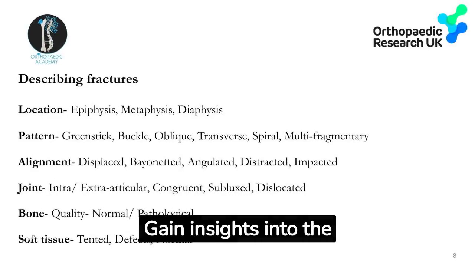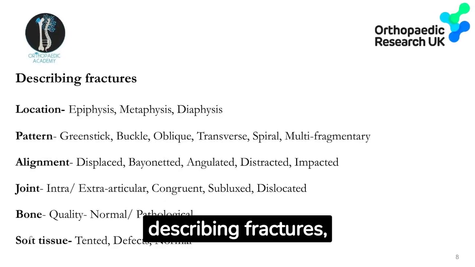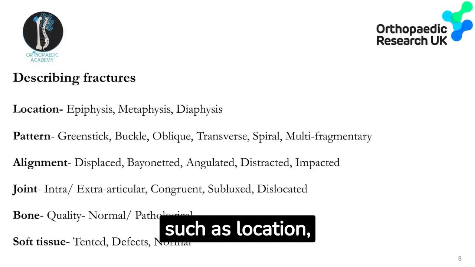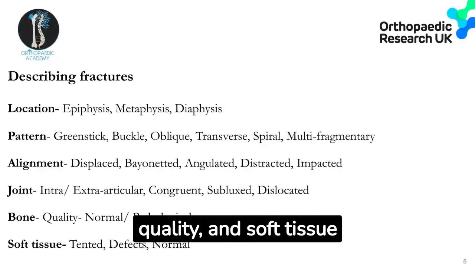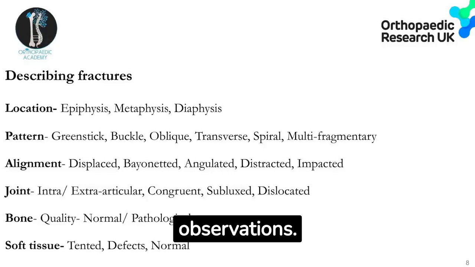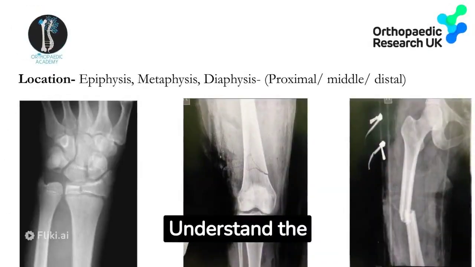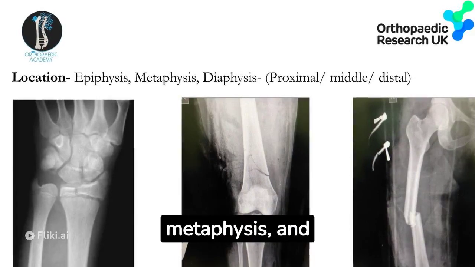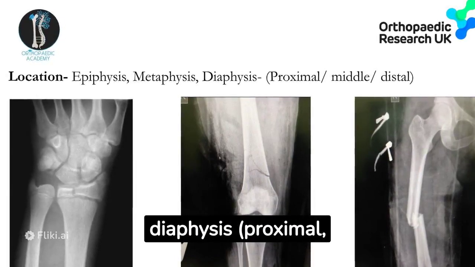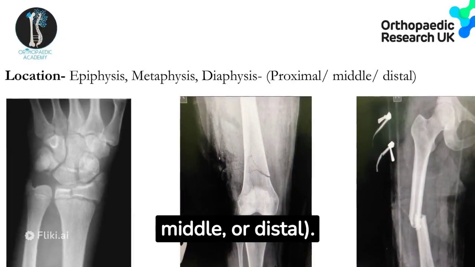Gain insights into the key elements to consider when describing fractures, such as location, pattern, alignment, joint involvement, bone quality, and soft tissue observations. Understand the significance of fracture location in the epiphysis, metaphysis, and diaphysis, proximal, middle, or distal.